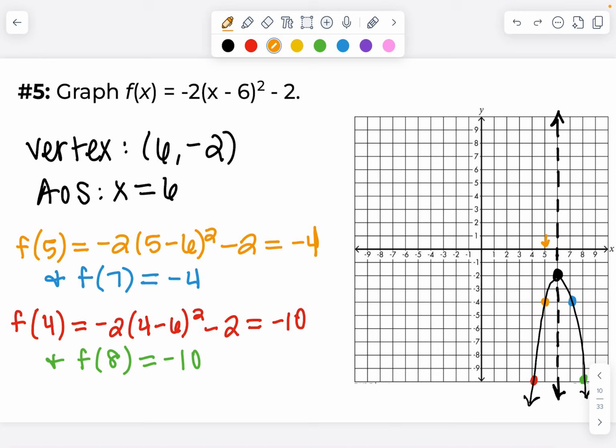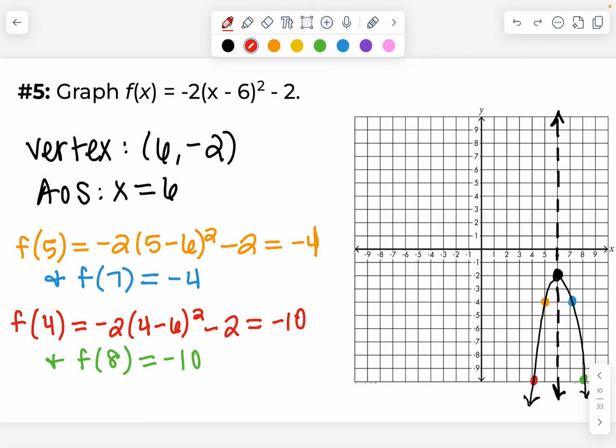You could have found f of 7. So when I plugged in 5, I got -4. Because that was 1 to the left, I then went 1 to the right and down 4, and got my second coordinate there in blue. I then did kind of the same process. Instead of going 1 to the left of the vertex, I went 2 to the left at the x value 4. I plugged 4 into my equation and got -10 for the y value. At the same time, I went 2 to the right at f of 8, and I got -10 for that second coordinate. So that is the graph of this one.